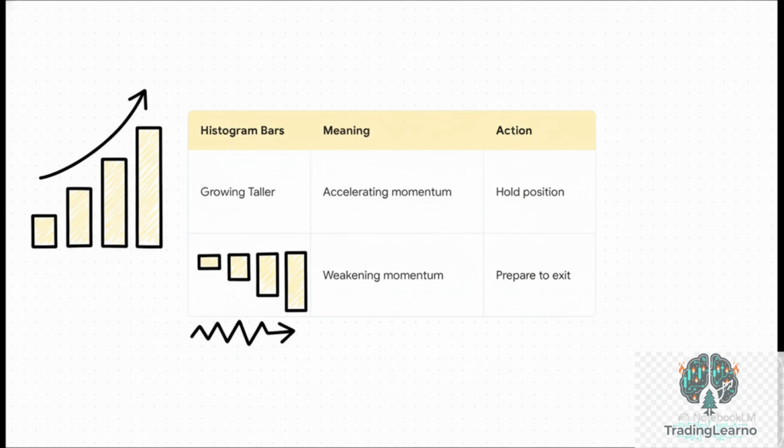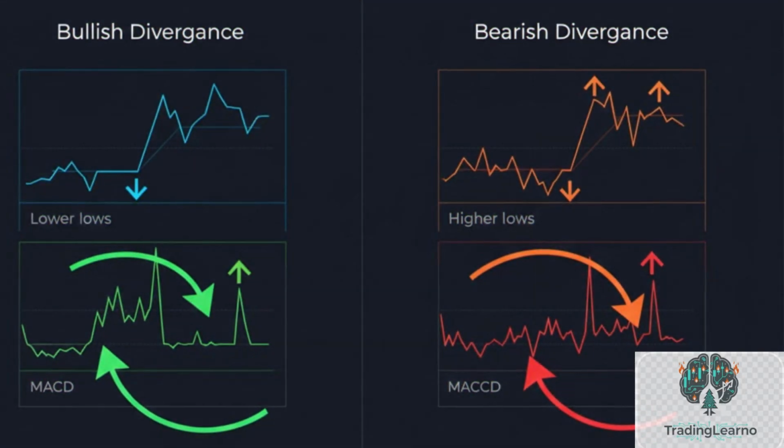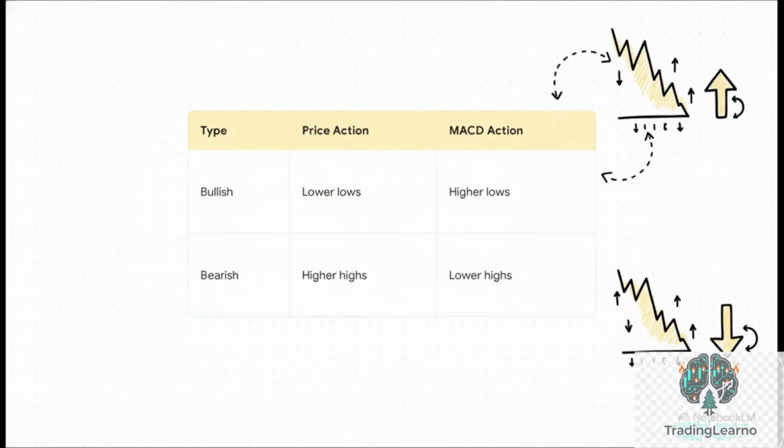Now, for a more advanced signal, and this one is super powerful, it's called divergence. This happens when the indicator basically disagrees with what the price is doing, giving you a heads up that a change could be coming. So let's say the price is making new lows, but the MACD's lows are getting higher. That's a classic sign a downtrend is weakening, and a reversal could be right around the corner.